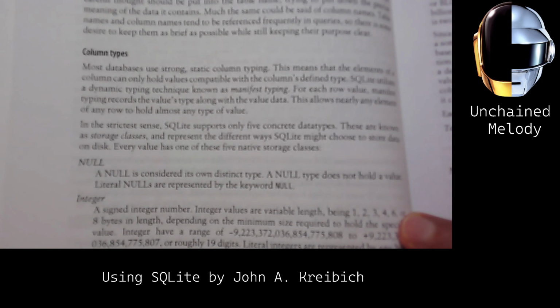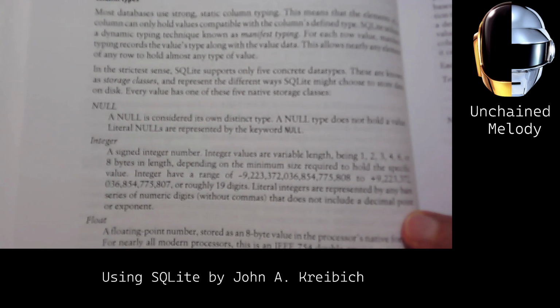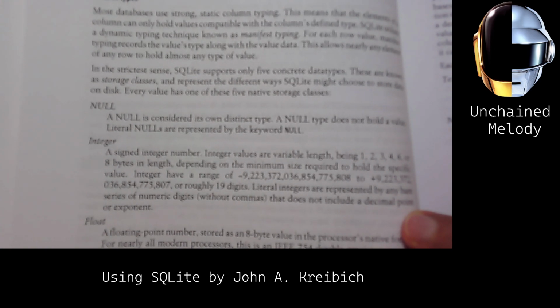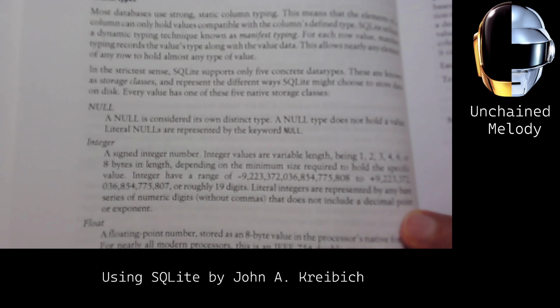In the strictest sense, SQLite supports only 5 concrete data types. These are known as storage classes and represent the different ways SQLite might choose to store the data on disk. Every value has one of these 5 native storage classes. Null. A null is considered its own distinct type. A null type does not hold a value. Literal nulls are represented by the keyword null.